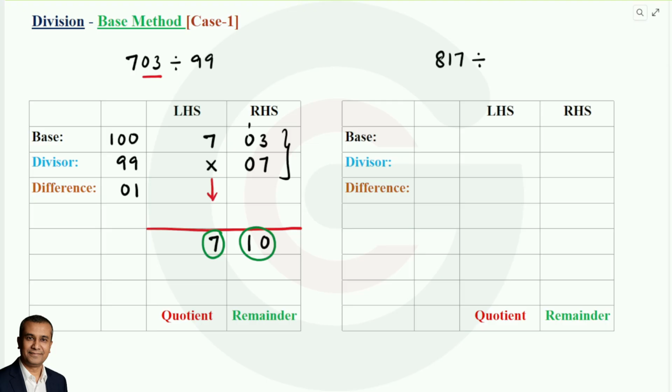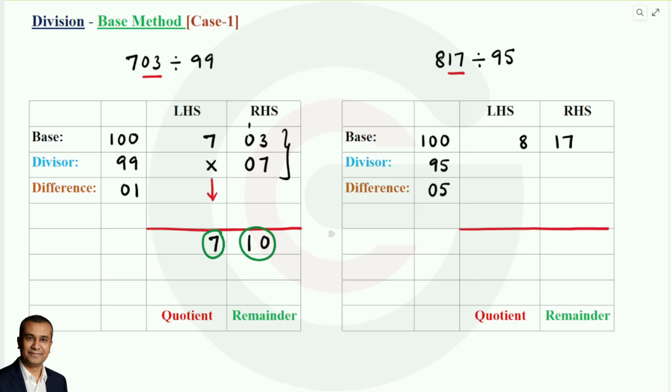817 divided by 95. Here again, this 95 is closer to 100. Therefore, the base is going to be 100. And near the divisor, I will write here 95. Now the difference, 100 minus 95, will give us 5. But we should not write 5 here. We should write 0, 5. Next, the dividend has 3 digits, 817. The base has 2 zeros. Therefore, we should pick up these 2 digits, 17, and write on the right hand side. And the remaining digit, that is 8, we have to write on the left hand side.